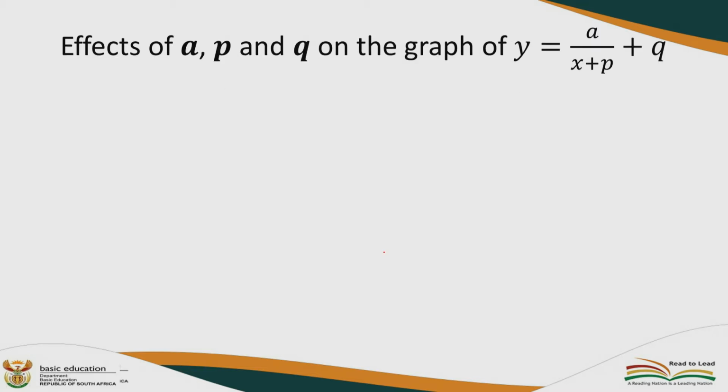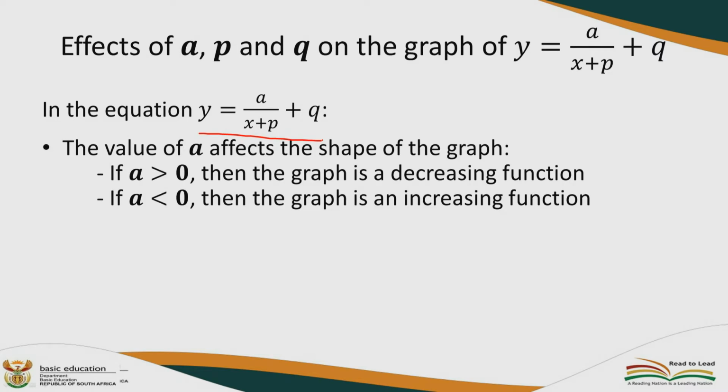All right, so now let us look at the effects of a, p, and q on the graph of y equals a over x plus p plus q. Now, in the equation y equals a over x plus p plus q, the value of a affects the shape of the graph. So the type of shape that we are going to have in our graph is going to be determined by the value of a in our equation.